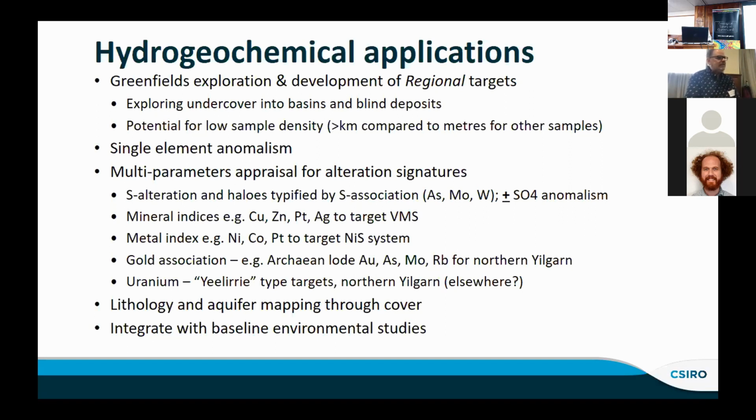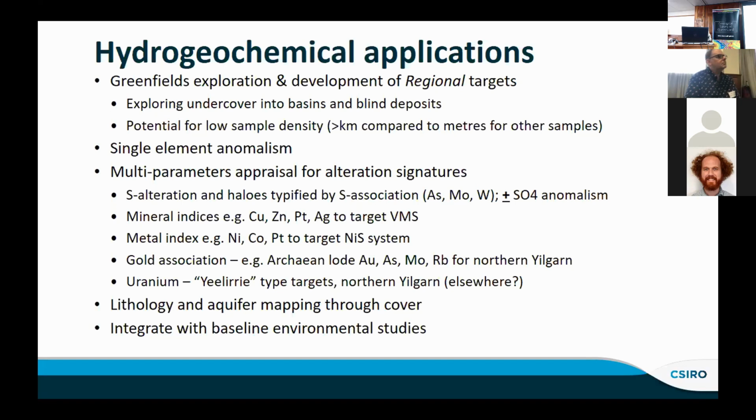Another example, which is more prevalent in Western Australia, is the nickel sulfide, the Kambalda type of deposits, where nickel is associated with cobalt, platinum, and sulfur. And if you got this combination of elements, it's an indication you got a nickel sulfide system there.